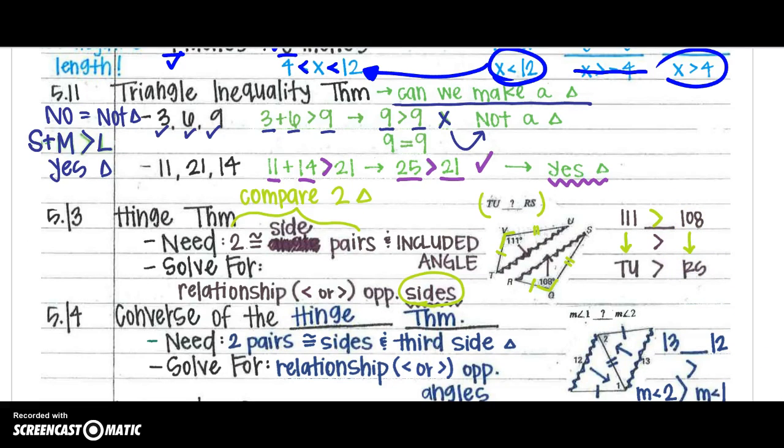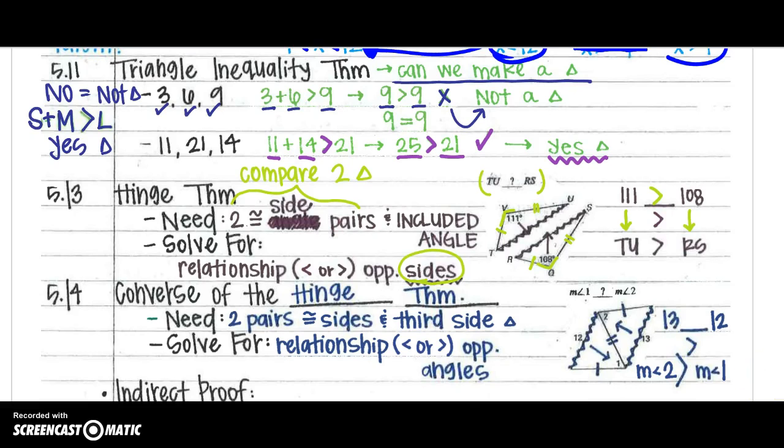Now the converse of the hinge is just the opposite. I need two pairs of congruent sides again, but now I'm given the third side. So notice I'm given 12 and I'm given 13 because I have two pairs of congruent sides. So I'm going to look. I have 13 and I have 11. Well, I know 13 is greater than 11. So I'm going to look across that 13 to angle 2. So I know angle 2 is greater than, because 13 is greater than 12, measure of angle 2 is greater than the measure of angle 1.